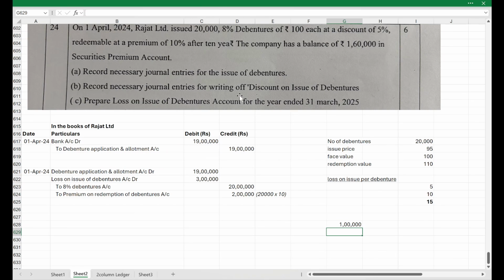So the question has asked to write off discount on issue of debentures only, so I am taking it seriously and I am going to write off only that portion. Okay, now this is the discount amount to be written off. How much securities premium do I already have? I have 1,60,000 rupees of securities premium.